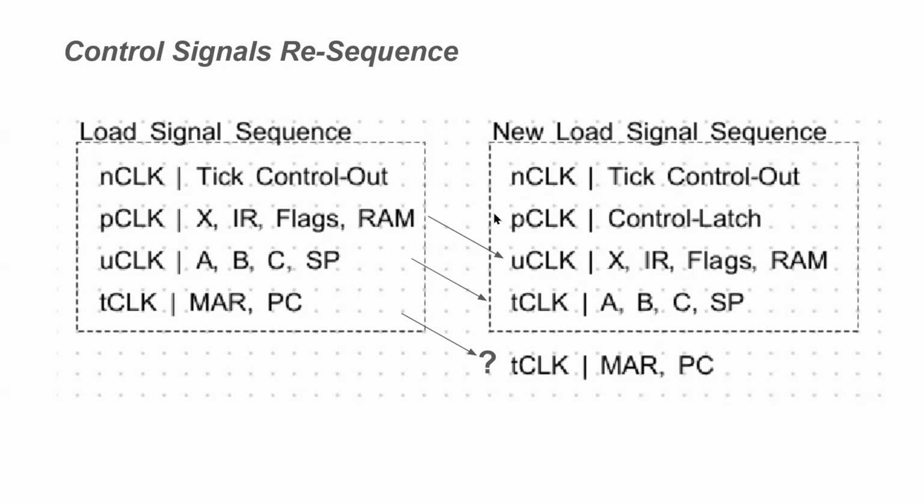And we're going to do that on the P clock cycle. So what we're really doing here is we're taking these signals, the P clock, the U clock, and the T clock, and we're shifting them forward, right? What we were doing on the P clock, we're going to now do on the U clock. What we were doing on the U clock, we're going to now do on the T clock. And since we shifted those down, it freed up the P clock for us. And we are going to use that P clock signal as our control latching signal.